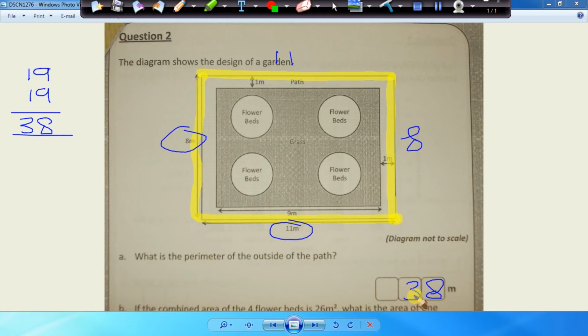So who got that right? Okay, everybody got that right? Okay, Needy, good. Okay, question B. I'm going to read it to you now. If the combined area of the 4 flower beds is 26 meters squared, what is the area of one flower bed?